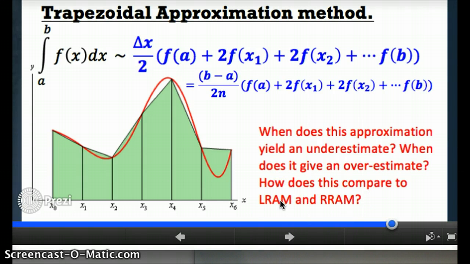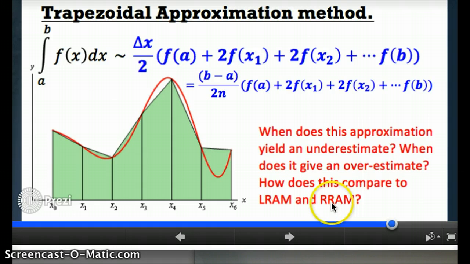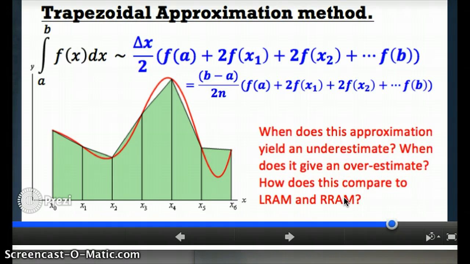LRAM is an underestimate for an increasing function and an overestimate for a decreasing function. RRAM is an overestimate for an increasing function and an underestimate for a decreasing function. So I just said basically 6 facts, all of which you need to memorize. If you need to hear them again, rewind and make sure you can pick out the 6 facts, the underestimate and overestimate for each of these 3 different strategies.